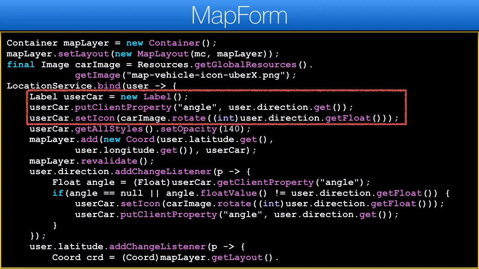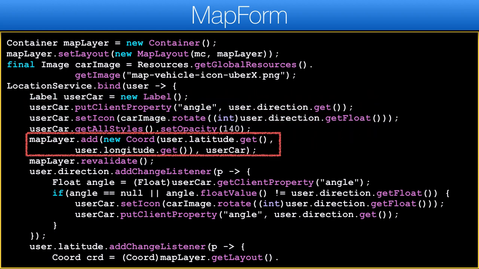We create a label for every car and set the icon with the right angle. We keep the angle in a client property, so when there is a change event, we can check if the angle actually changed. One important piece of information that might not be clear from the code is that the car image must be square. We use the rotate method on the car image, which assumes a square image, otherwise it will appear cropped.